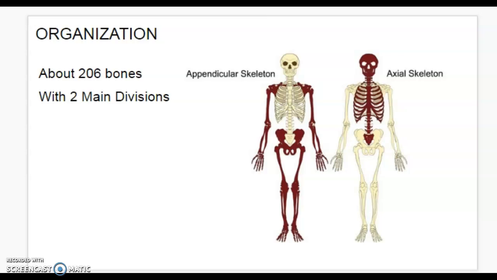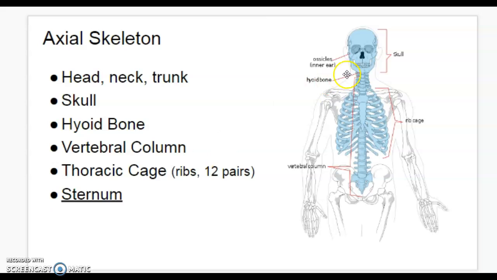And we talked about the two divisions. You have the axial, which is the dark red right here, and then the appendicular. The axial includes your head, your neck, and the trunk. They also include this hyoid bone. Your hyoid bone is right under your jawline. It's not really connected to anything else. It also includes your vertebral column, your thoracic cage, and then your sternum right here in the middle. All of that in that blue is going to be your axial skeleton.